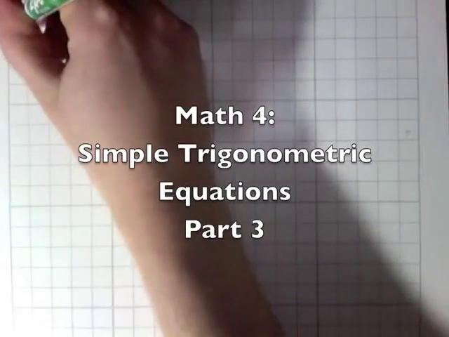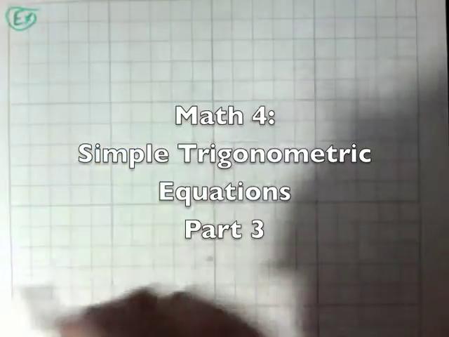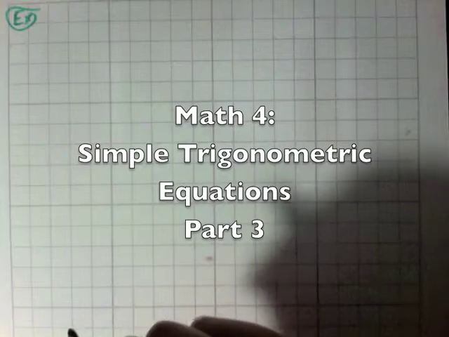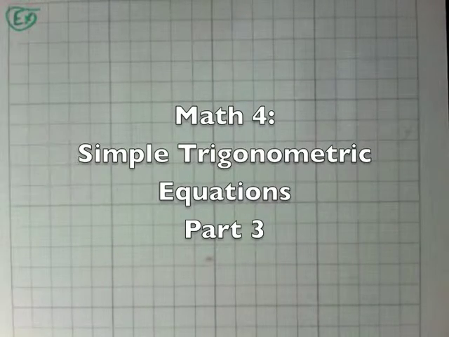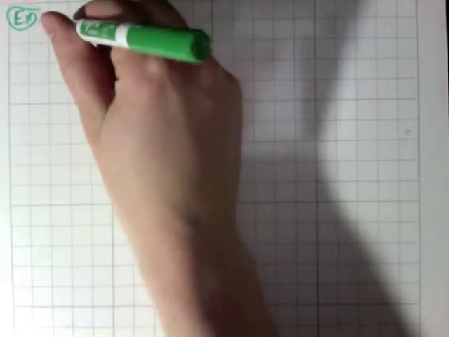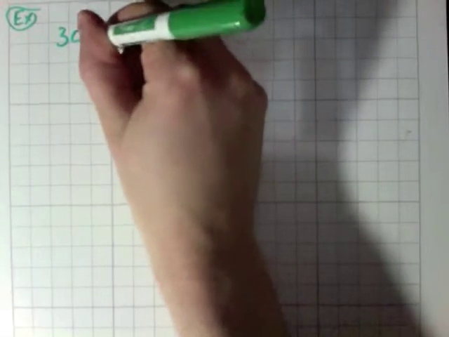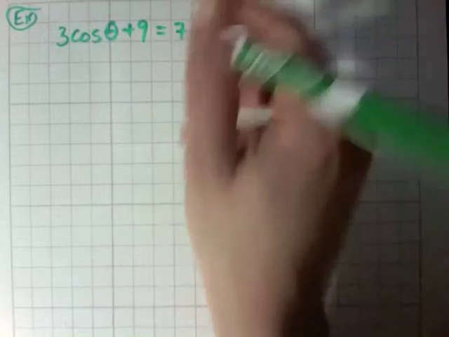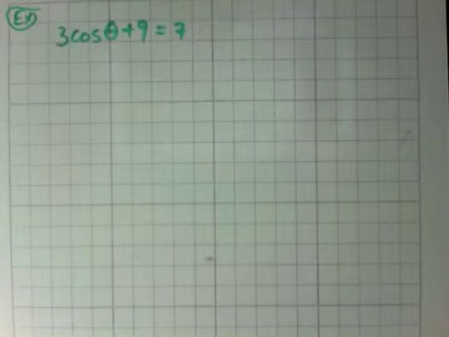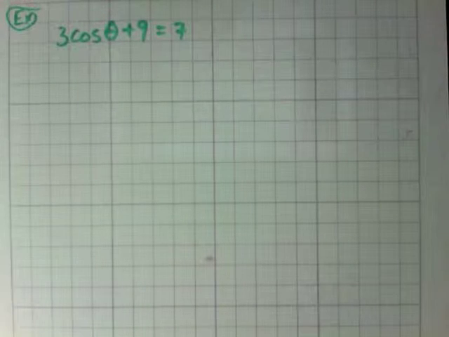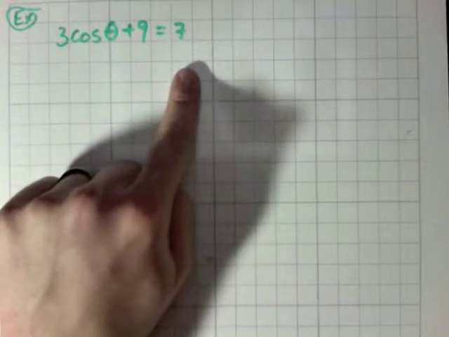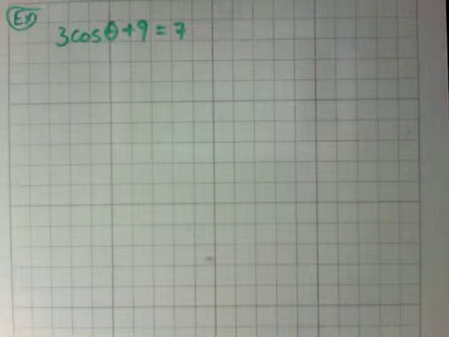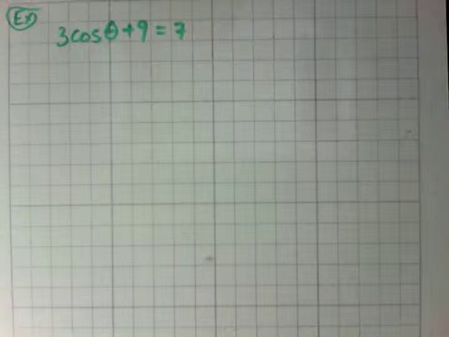Alright, welcome back. We're looking at solving trigonometric equations, and we're going to look at a little bit more of a complicated problem right now. If I have 3 cosine theta plus 9 equals 7. So for this problem, I don't just have a trig function equaling a number. I actually have some other things occurring to cosine of theta.